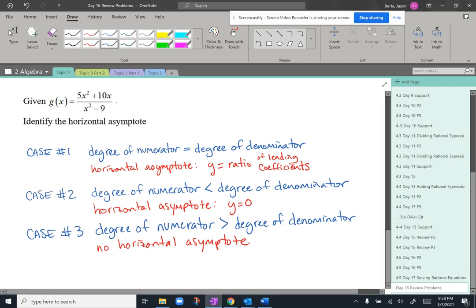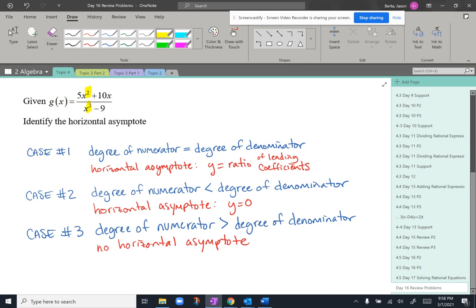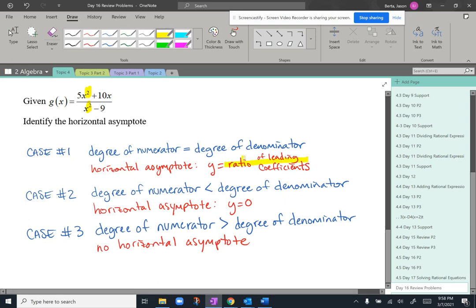Looking up above, I see that I actually have the same degree in the numerator and the denominator. There's a second degree polynomial in the numerator and a second degree polynomial in the denominator. I know that because in both, 2 is the highest exponent attached to the variable x. So how do I figure out what that ratio of leading coefficients is?